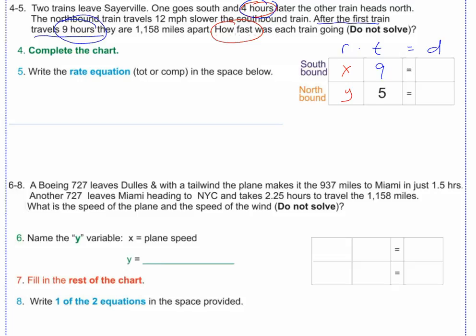How do you get the distance? Multiply the rate times the time.